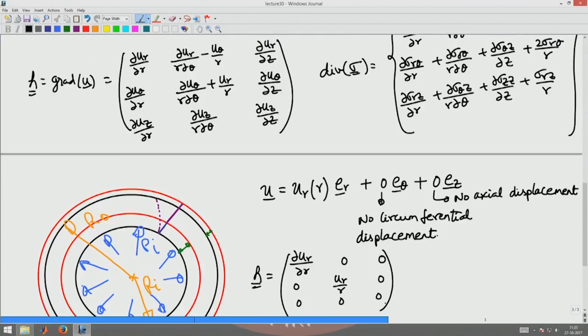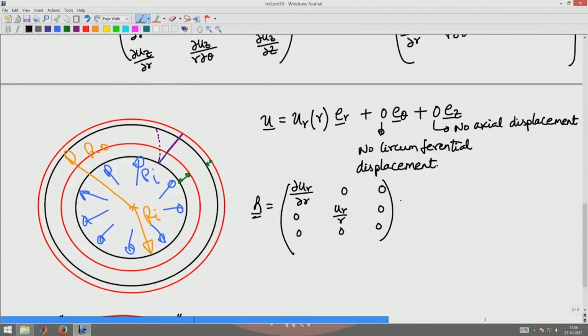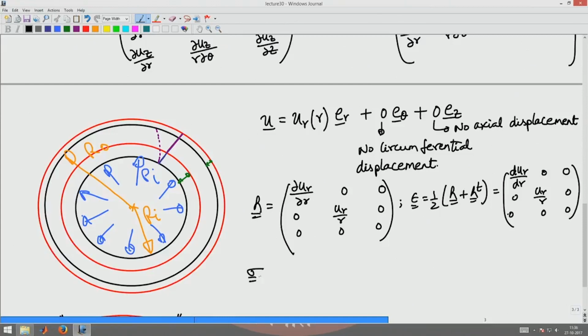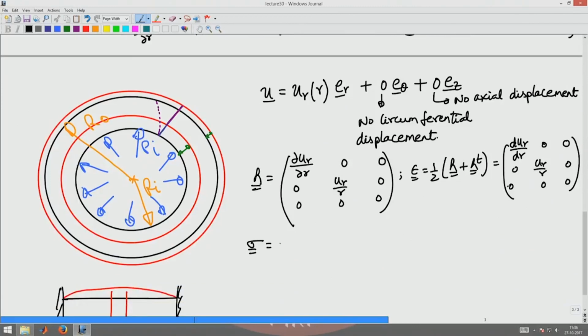Okay. The strain corresponding to this displacement gradient would be half of h plus h transpose, which will be the same as h in this case, which will be du r by dr, 0, 0, 0, u r by r, 0, 0, 0. Okay. Now we will use a constitutive relation for sigma, which is sigma equals lambda, the Lamé constant, times trace of epsilon times identity plus 2 mu epsilon.